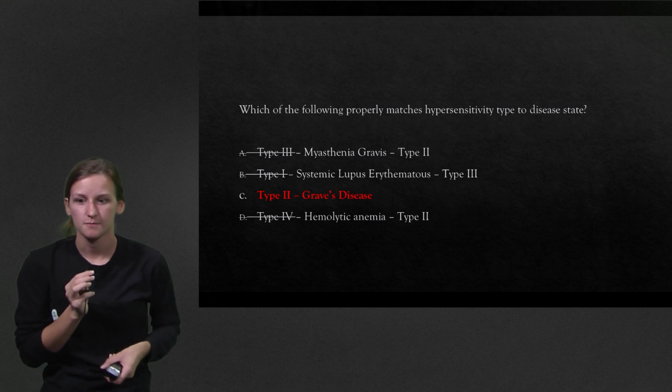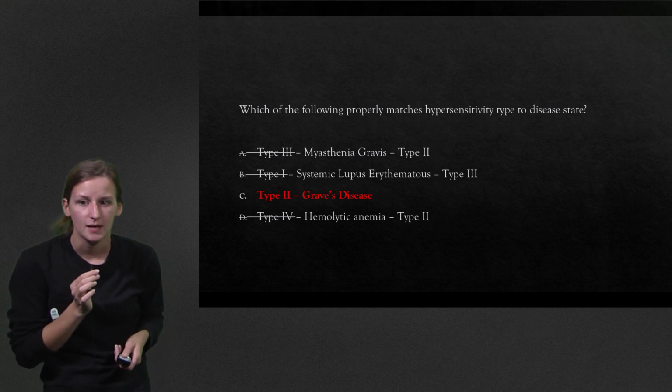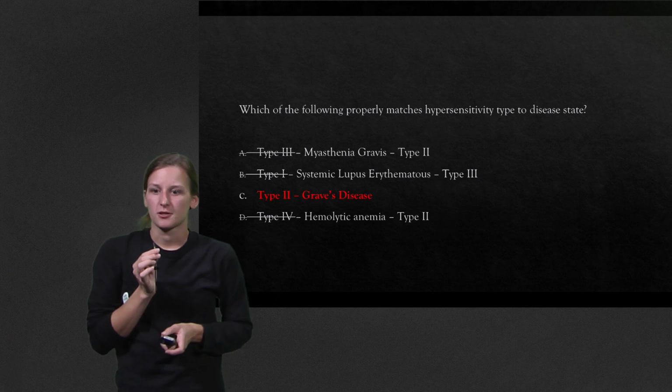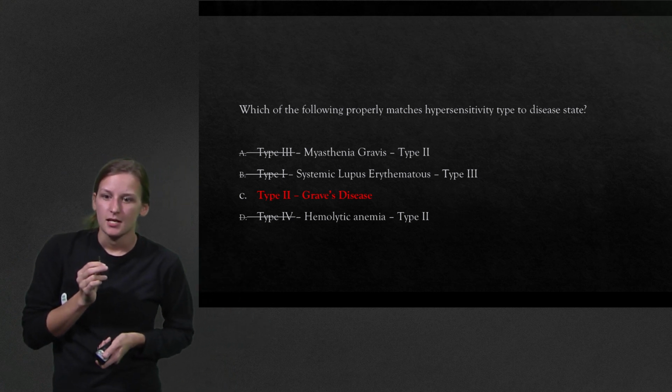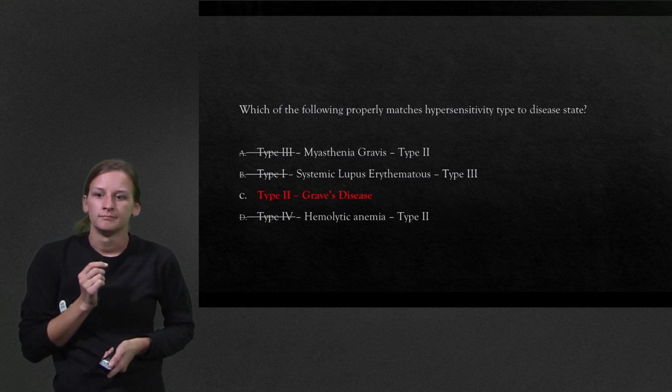So this one is going to be Graves' disease is type 2. The other one, systemic lupus erythematosus, would be type 3, that SLE, 3 letters. Myasthenia gravis and hemolytic anemia are both type 2.